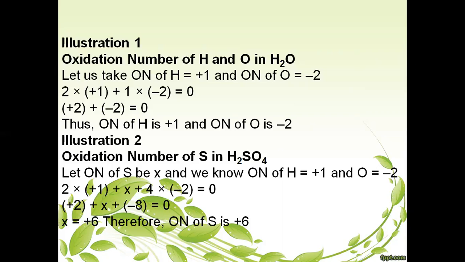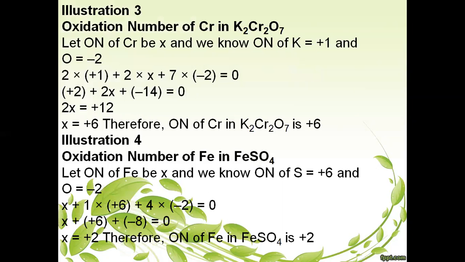So it is the positive ion. So it loses the electrons. Okay. So the oxidation number of sulfur in H2SO4 is +6. It is the positive ion and loses 6 electrons. Next, oxidation number of Cr in K2Cr2O7. Okay, already we know that potassium oxidation number is +1 and oxygen oxidation number is -2.